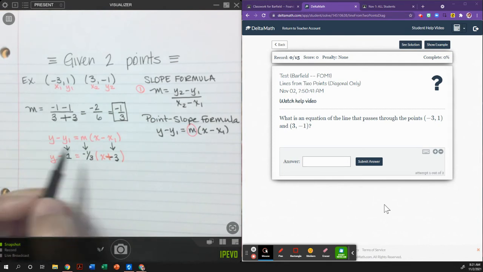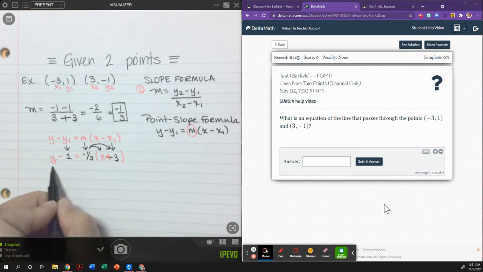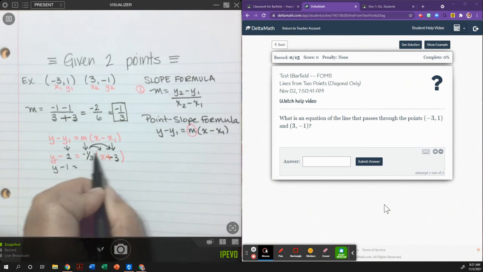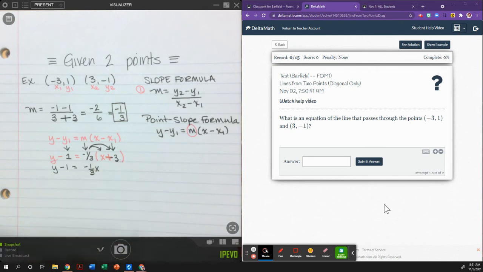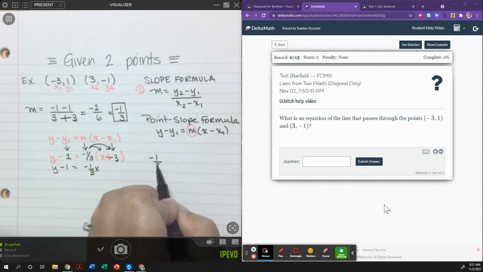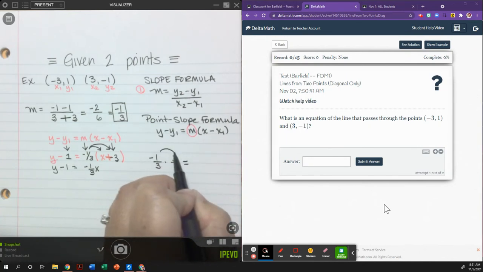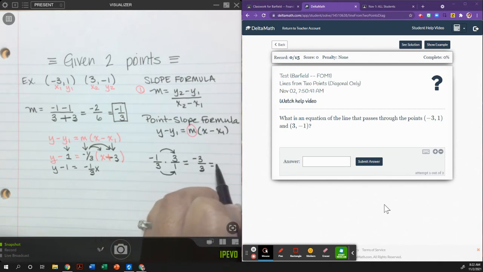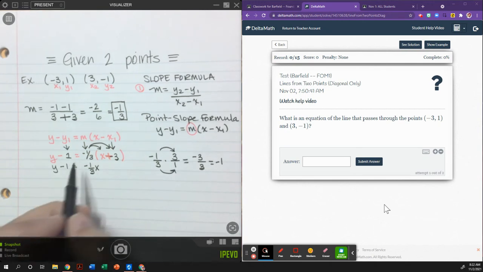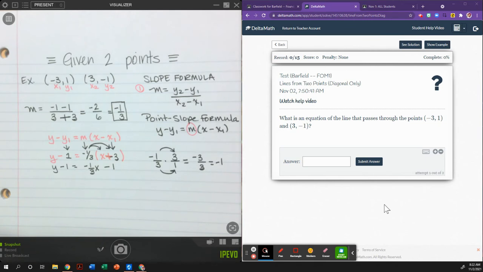All right, so now I need to distribute. So I get y minus 1 equals, this one's easy, -1/3 times x, -1/3 x. Now I need to do -1/3 times 3. You can use Desmos, or you can do it by hand. I'm going to do times 3 over 1. So -1 times 3 is -3. 3 times 1 is 3. So that equals -1. So -1/3 times 3 equals -1.